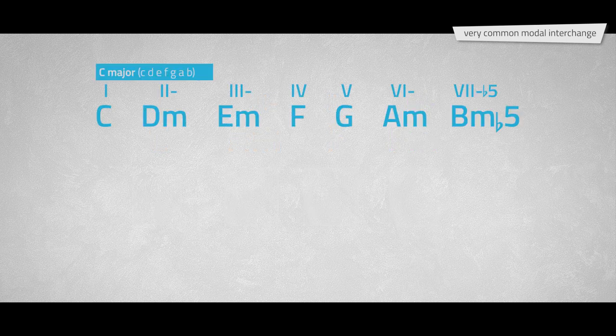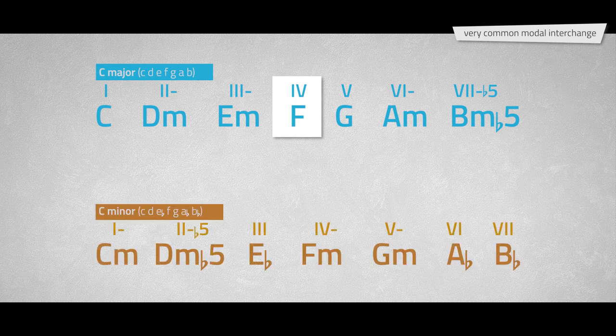The progression is in C major. The chords in the C major scale look like this: C, D minor, E minor, F major, G, A minor, and B minor flat 5. You can see that the F chord in the C major scale is a major chord and not a minor chord. But if we look at the chords in the C minor scale, we do see an F minor chord: C minor, D minor flat 5, an E flat chord, an F minor chord, G minor chord, an A flat major chord, and a B flat major chord.